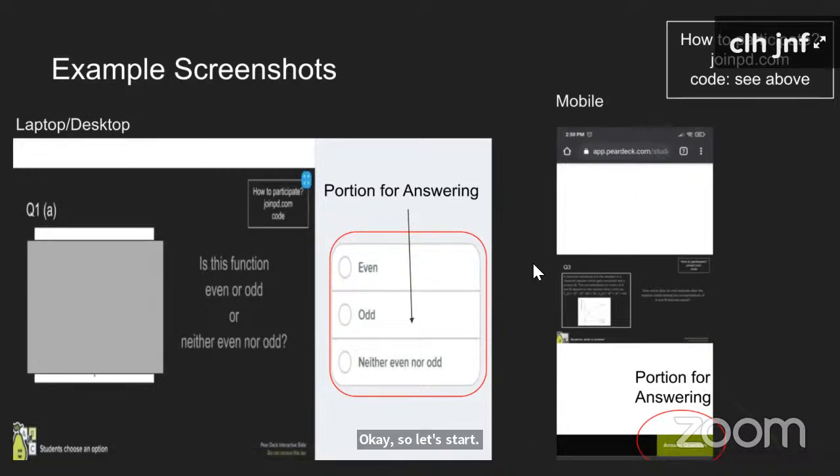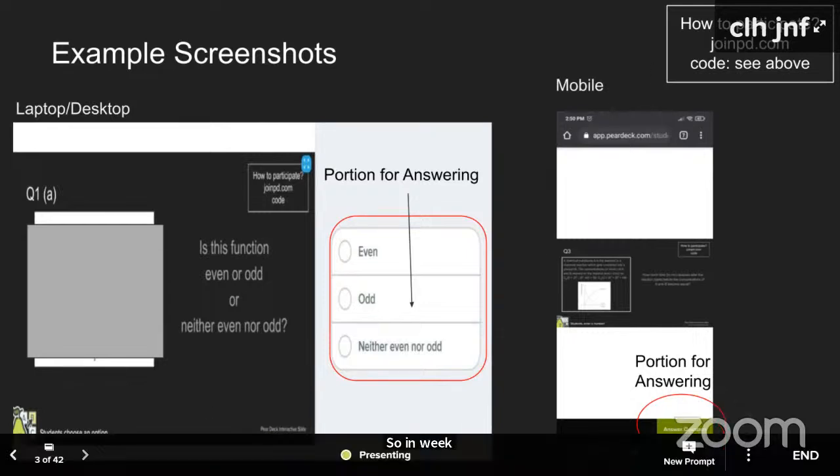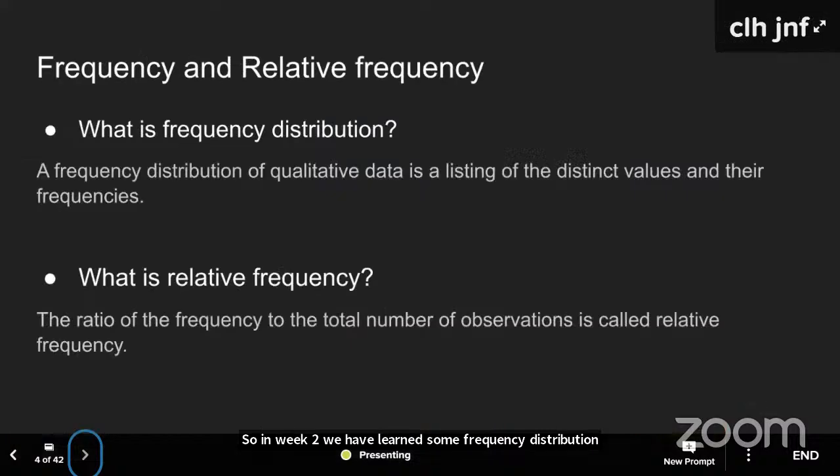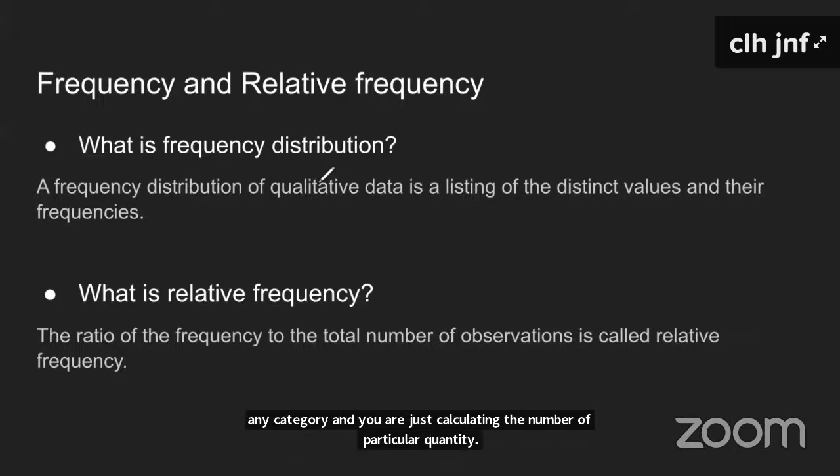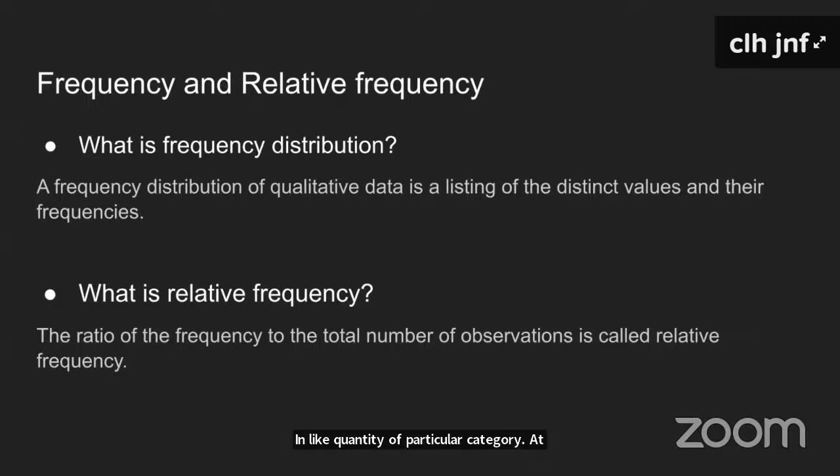So in week 2 we have learned some frequency distribution, right? One thing was frequency distribution, and another term we learnt was relative frequency. Whenever there is any category and you are calculating the number of a particular quantity of that category, it's nothing but the frequency of that particular category.